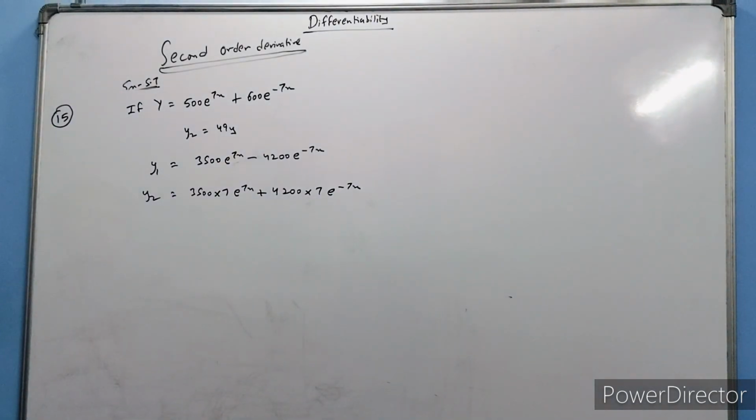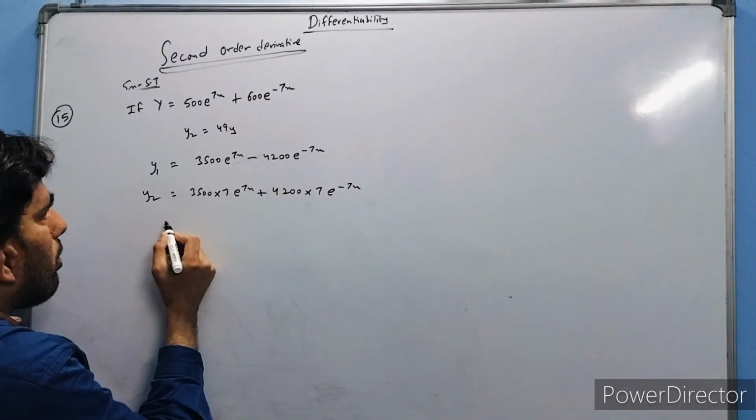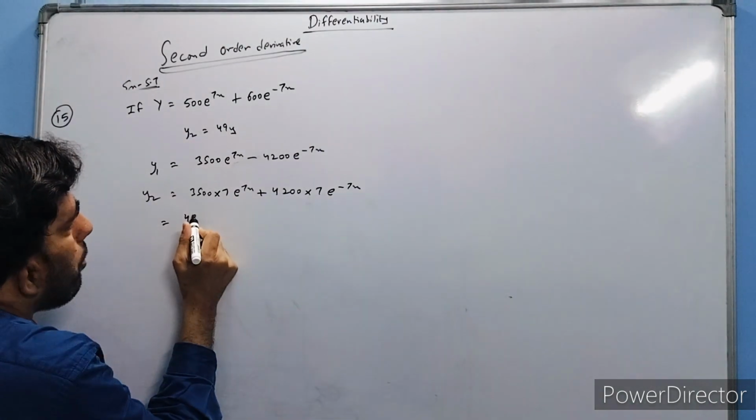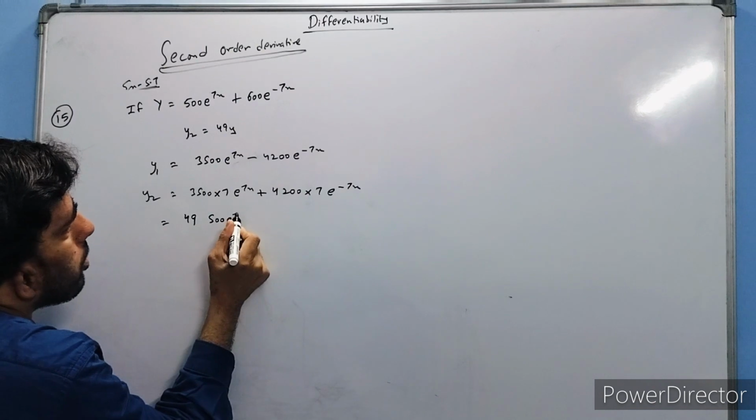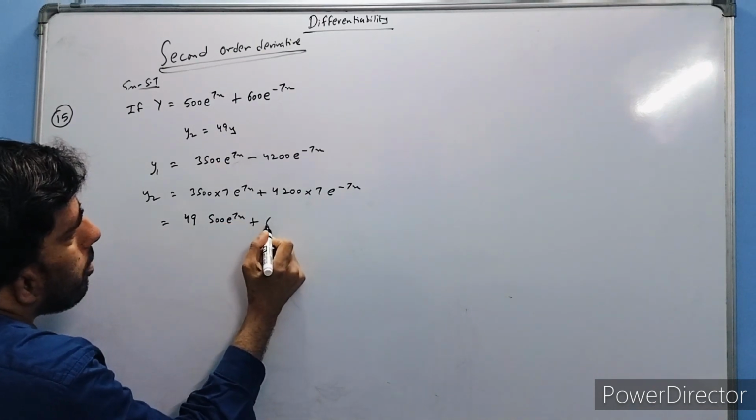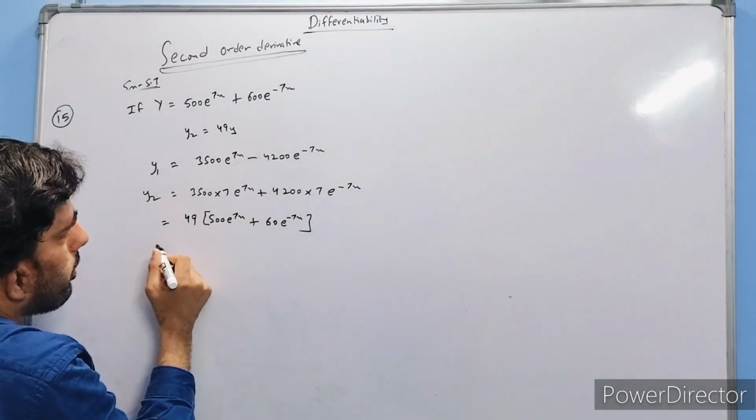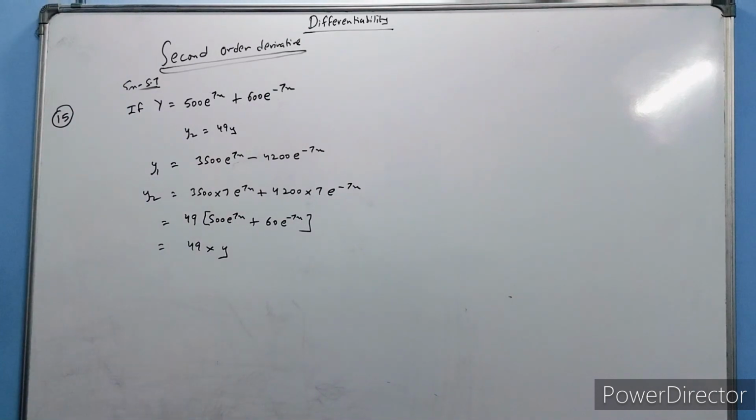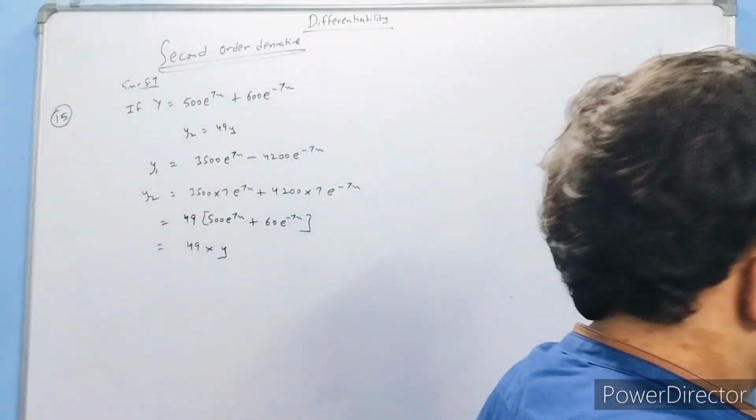Okay, so again now I can take this common. What we can take common as, if I try to see 49, I can take common as 500 e raised power 7x plus 600 e raised power minus 7x. So we can see here that its value is y. Okay, so that's how we try to differentiate the function twice and we can prove it if required.